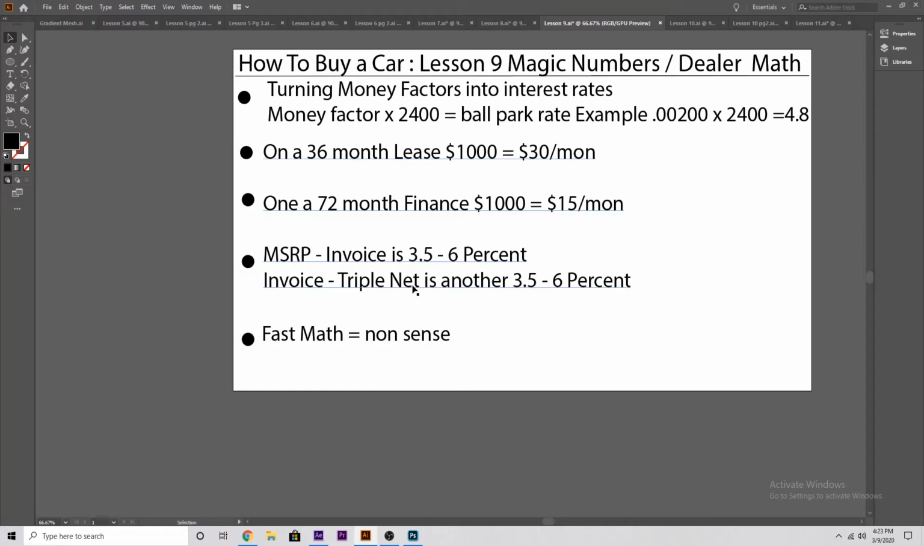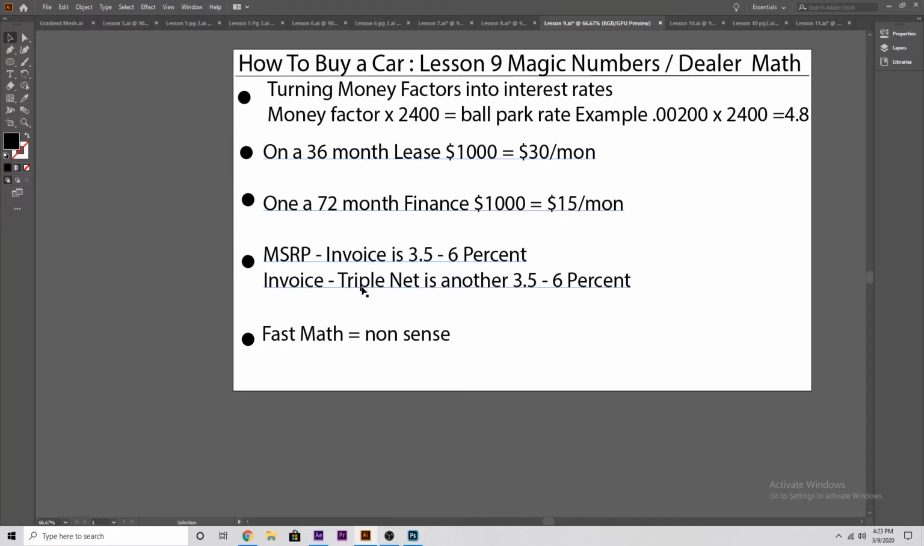If you know where their bottom is, you know how much they're making. So if they get you down to, let's say, $400 above triple net, you know what? That's not a bad deal, right? They're only making $400 right there. So that's not a bad day at the bank, right?